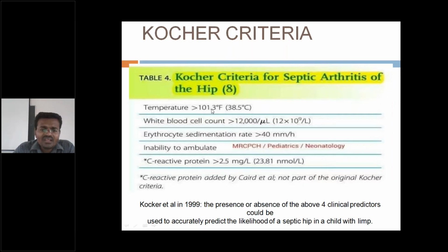Like that. And this is Kocher's criteria of septic arthritis of the hip. This is the Kocher's criteria to diagnose septic arthritis. Temperature greater than 38.5 degrees centigrade, and blood WBC count greater than 12,000, ESR greater than 40, the patient cannot move, and C-reactive protein greater than 2.5. So this is known as Kocher's criteria.